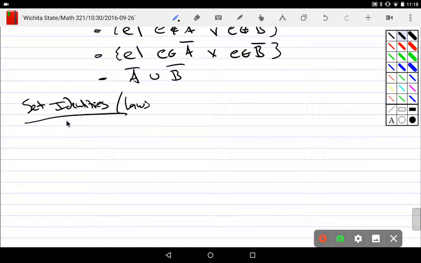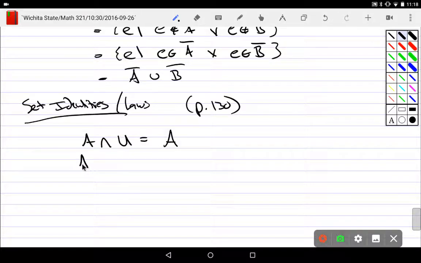So we have things like, which page is this on? Page 130. If I have A intersecting the universe, A and U share what elements? A. So what does that mean the intersection U represents? It's a do-nothing. So U is the do-nothing set of intersection. So it's the identity. If I union nothing, what do I get back out? So the empty set is the union's identity. So these would be the identity laws.